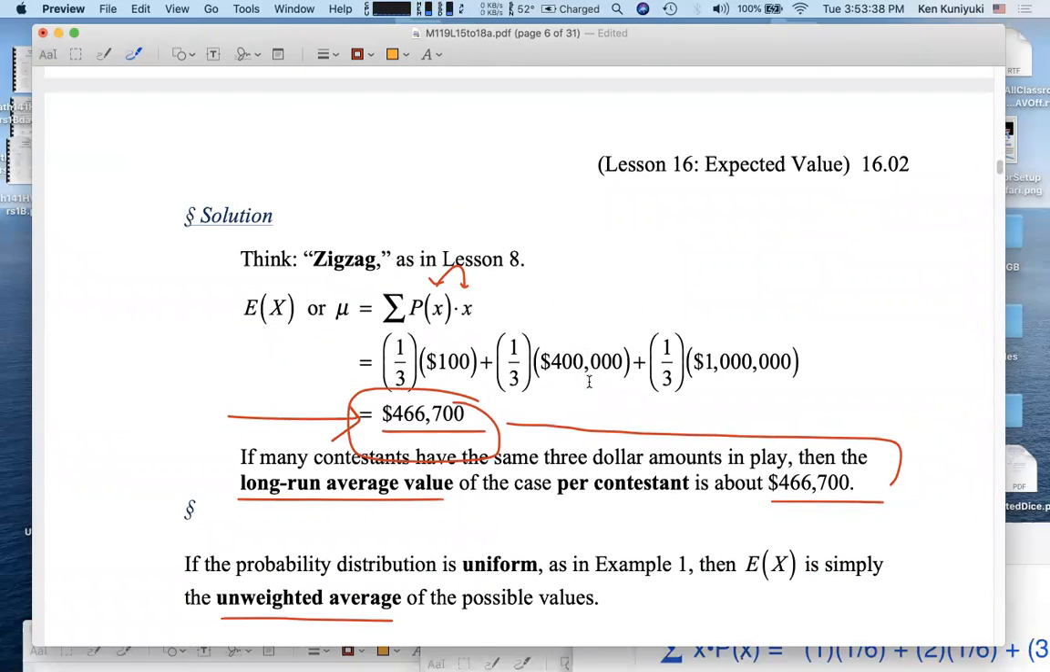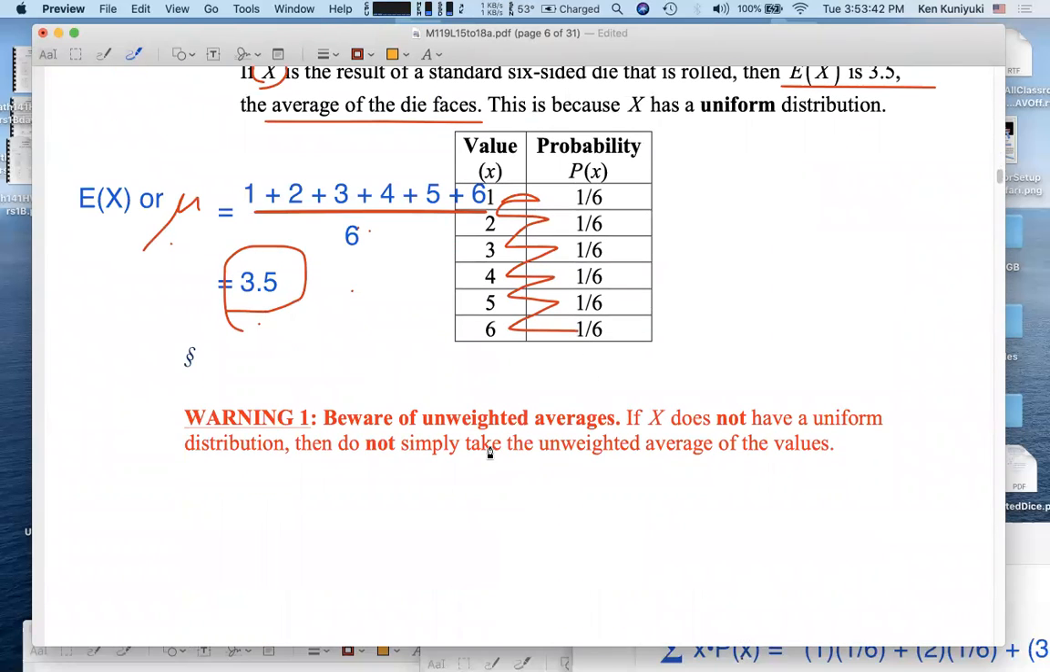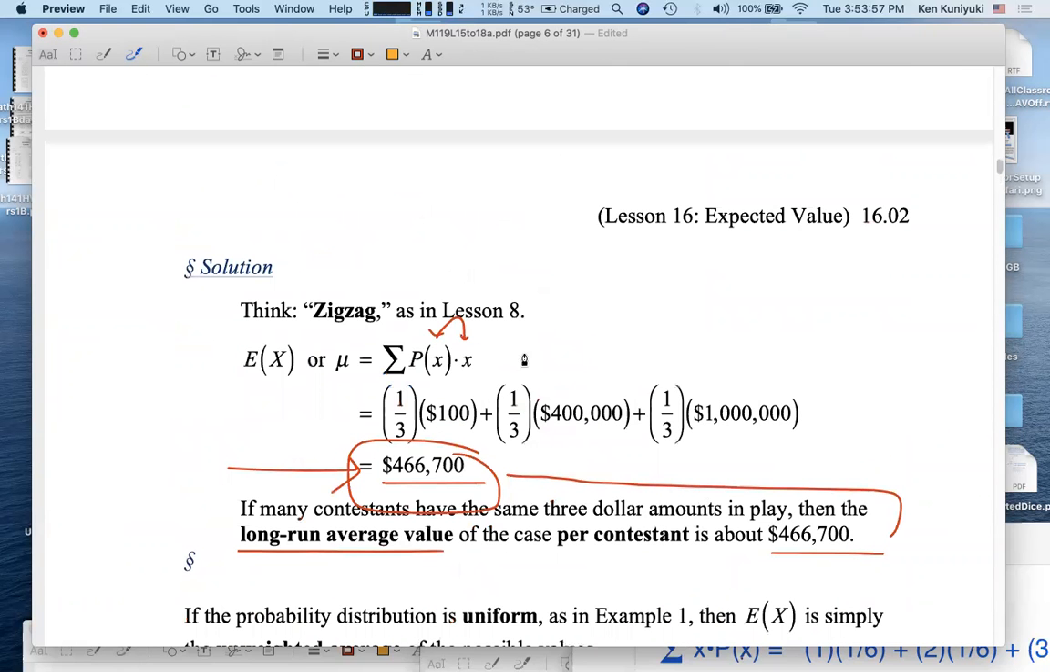Next up, what happens if we don't have a uniform distribution? Then you don't want an unweighted average, you want a weighted average. If X does not have a uniform distribution, do not simply take the straight unweighted average. You really are going to need a weighted average, and you really are going to need this formula over here. That's next time.